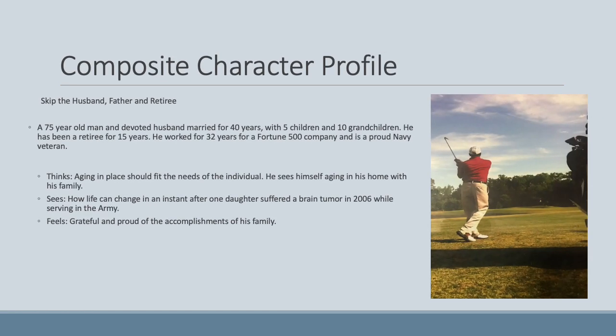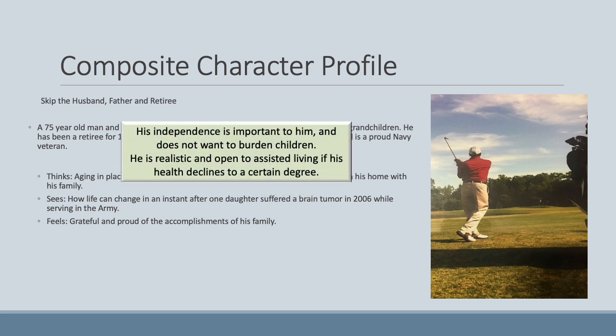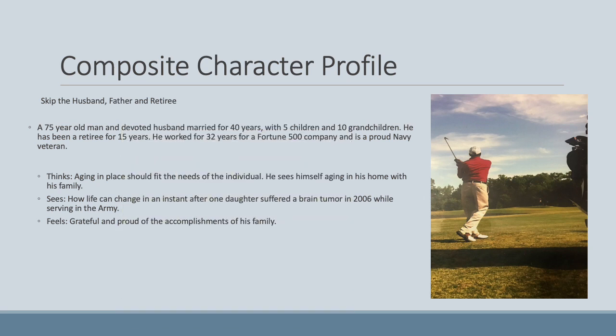Our composite character profile is 75-year-old Skip, the husband, father, and retiree. He is very active and enjoys spending time on the golf course with friends and family. He has spent the last 35 years in his home with his wife, and they plan to spend retirement together. His independence is very important to him, and he does not want to burden his children. He is realistic and open to assisted living if his health declines to a certain degree. He loves animals, traveling, and spending time with his children. He is a true family man and fills every room with positive energy.